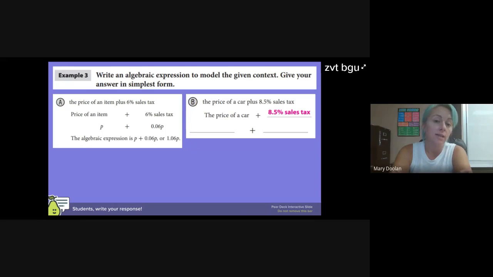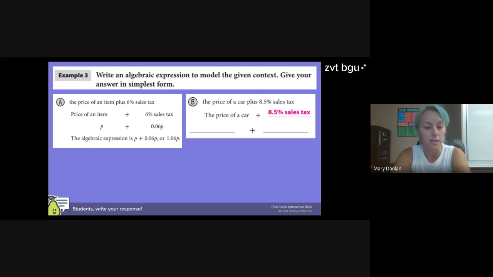And then 6% sales tax, just like on the last slide, 6%, if I translate that into a number, it's actually 0.06. It's 6/100 because 6% means 6 per 100. 6 over 100 or 6/100. And then the tax is of the thing we're talking about, P.